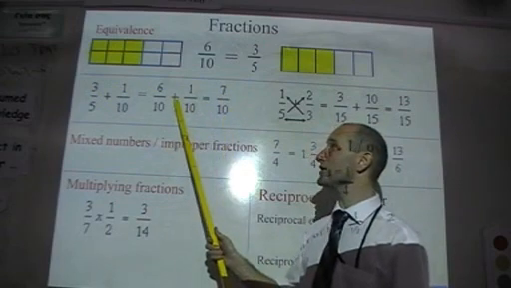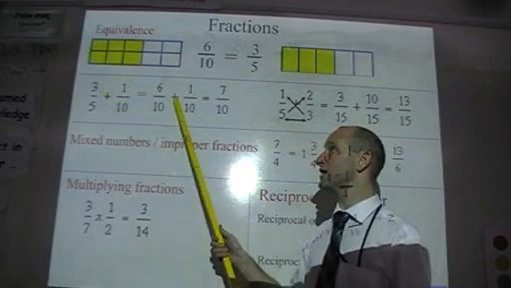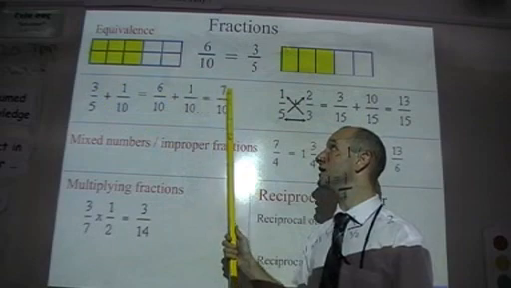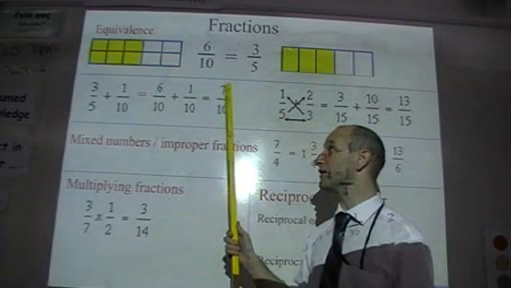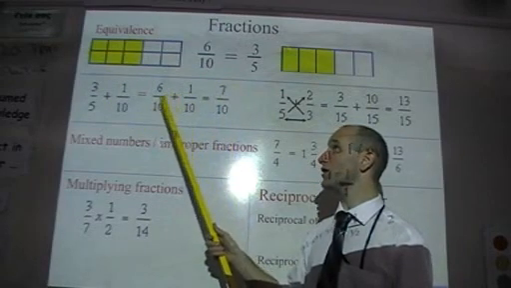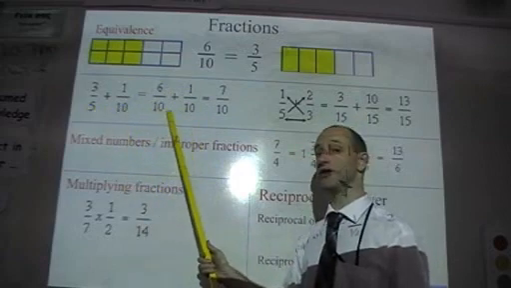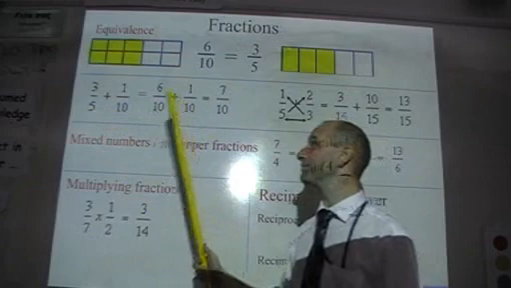If this was a minus, I'd do exactly the same thing to here, and at the end I would say 6 out of 10 minus 1 out of 10 to give me 5 out of 10. Okay? So whether it's plus or minus, you still do the same method, making sure that the bottom numbers or the denominators are the same.